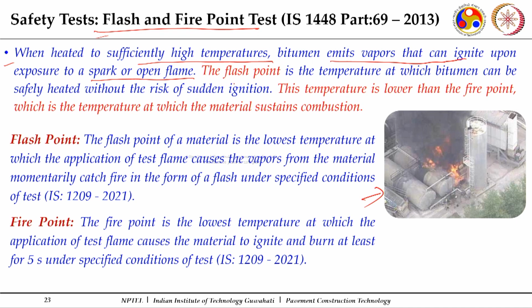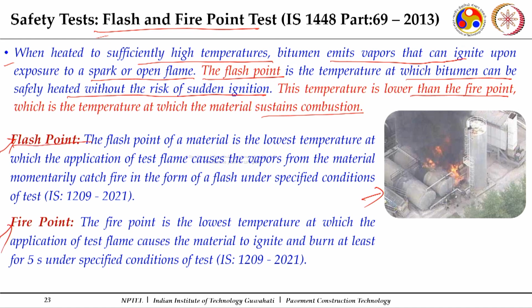One temperature referred to is the flash point, the temperature up to which bitumen can be safely heated without the risk of sudden ignition, and this temperature is much lower than the fire point, where actual combustion of the material starts. So, two temperatures are referred to: flash point and fire point.